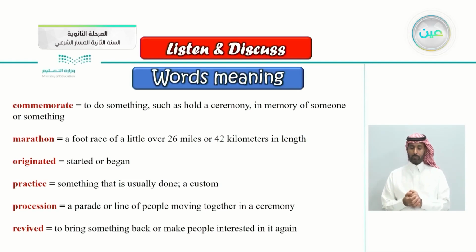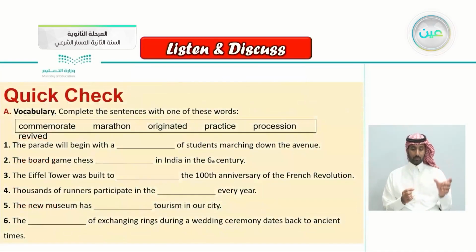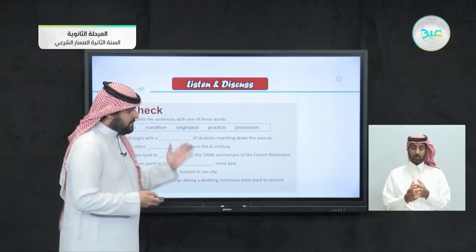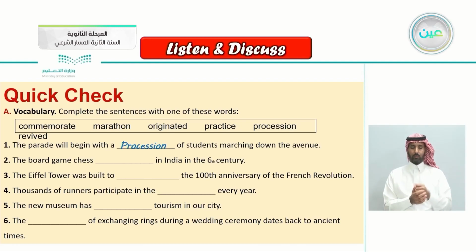So now that we know the meanings of these words, let's answer the questions here. Number one, the parade will begin with blank of students marching down the avenue. The parade will begin with a word here of students marching down the avenue. So, which word do you put here? Let's see the correct answer. With a procession of students marching down the avenue.